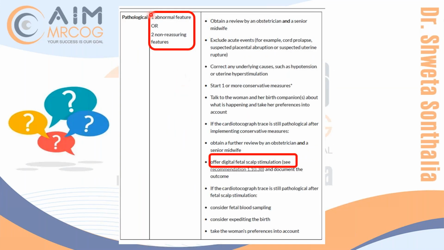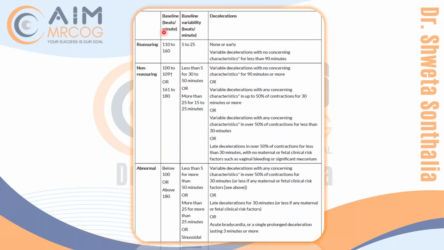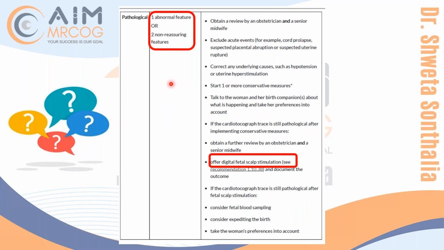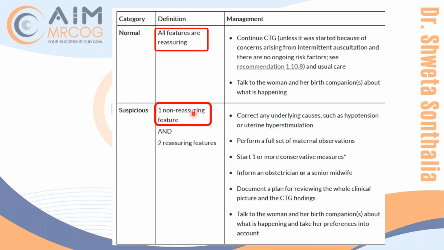Then what is pathological? Pathological is either two non-reassuring or one abnormal. So once you remember this category, you can categorize it accordingly. In any CTG trace, whether it is suspicious or pathological, you are going to correct the causes. You will look for hypotension, you look for hyperstimulation, because whenever you give an oxytocin drip or you give Propess or Prostin, there could be hyperstimulation. Hyperstimulation means more than 5 contractions, or contractions lasting more than 60 seconds, with the artificial stimulation you are giving.